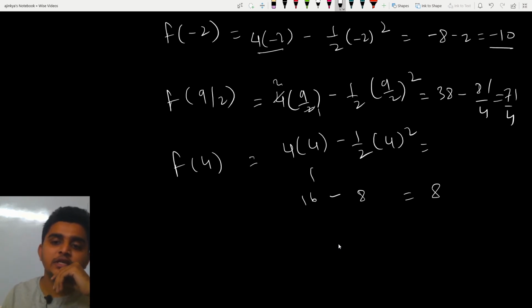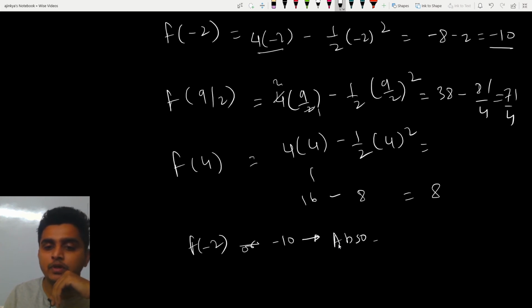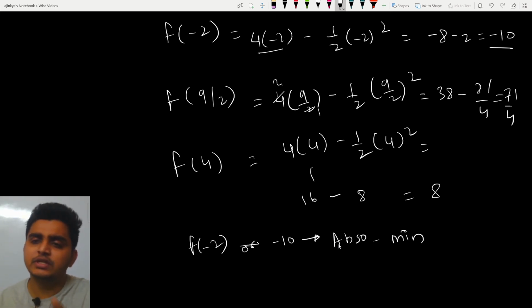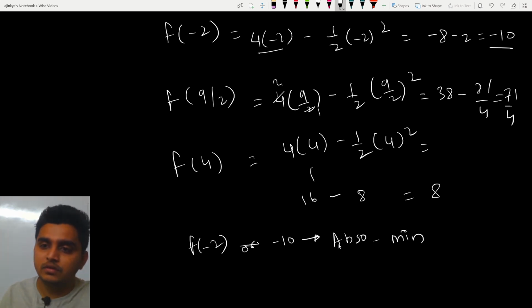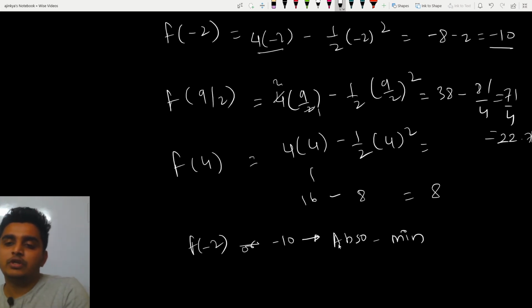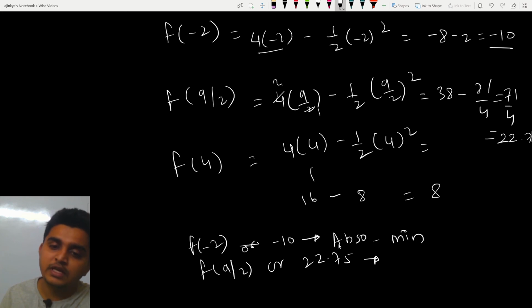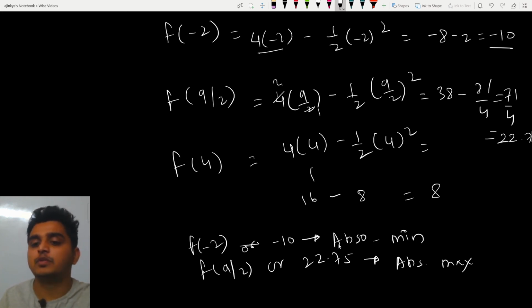So this is minus 10, so we can say that minus 10 is the absolute minima of this function. And 71 divided by 4 is nothing but 22.75. Here you can clearly see that the highest value, which is f of 9 upon 2, or 22.75, is the absolute maxima for this function.